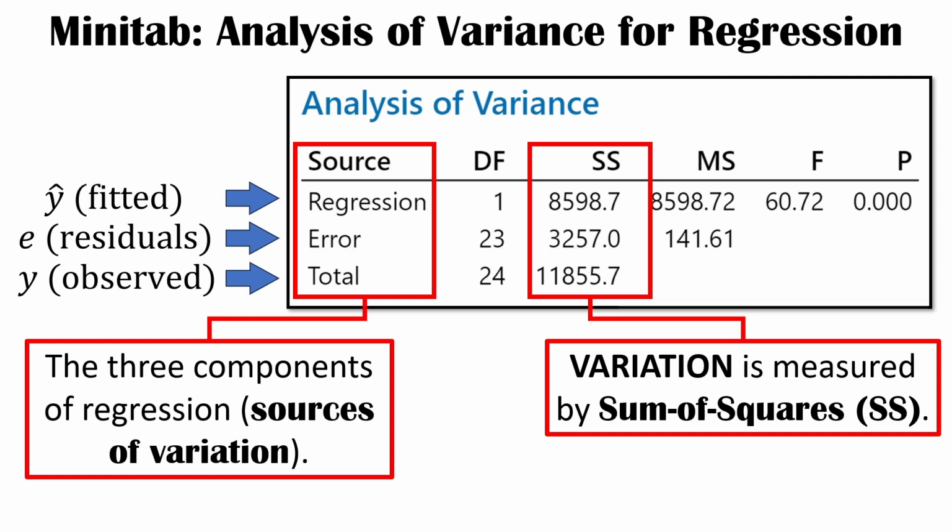And now go plus, and then add to it the sum of squares for the error, the 3257.0. So press equals, and what do you get? What do you notice? The sum of squares for the regression plus the sum of squares of error add up to the total sum of squares. So this is a really important concept in regression.